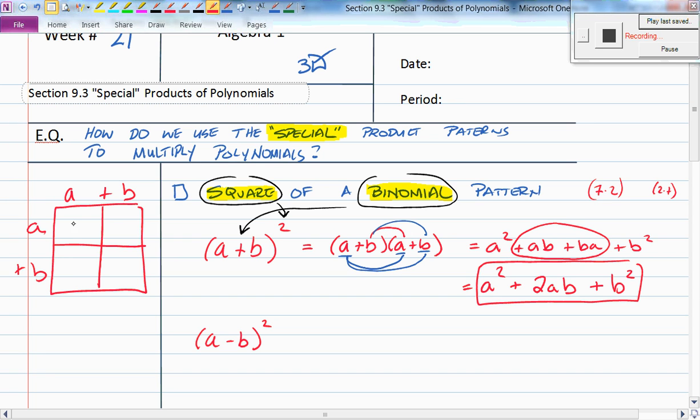What's a times a? A squared. What's a times b? AB. What's b times a? BA. And what's b times b? B squared. And check it out. If you still look at the diagonals, how many of those are there? There's 2, right? So it still works. So the goal here to understand is that whenever we have (a + b) squared, it always becomes this, straight out here. Does that make sense?